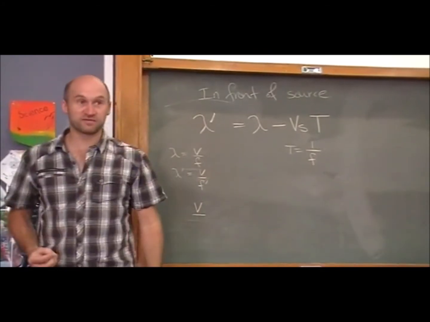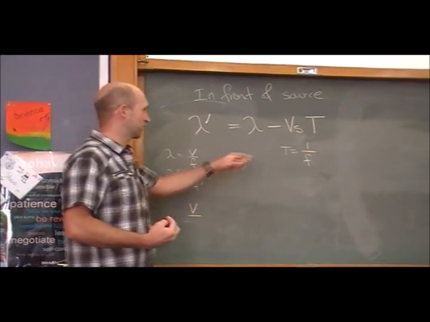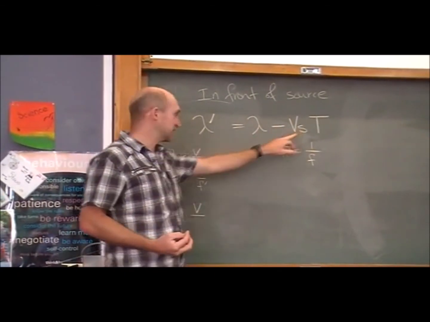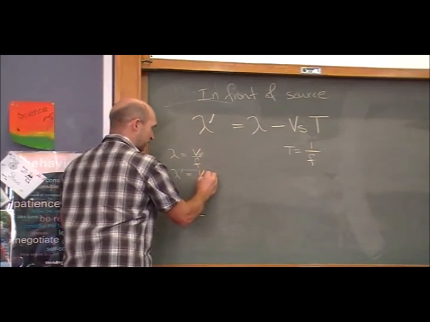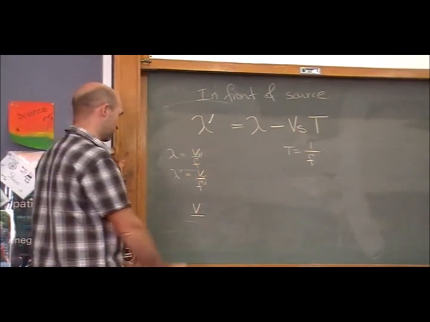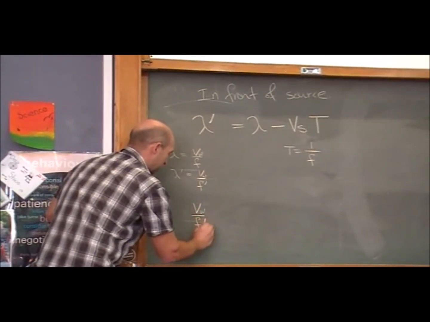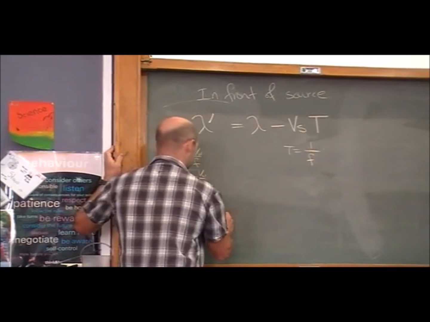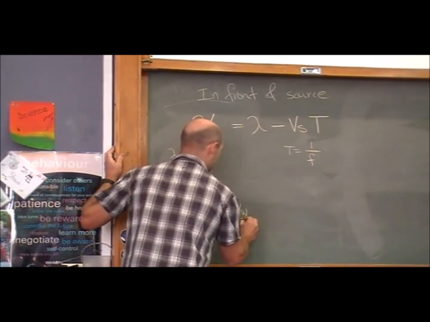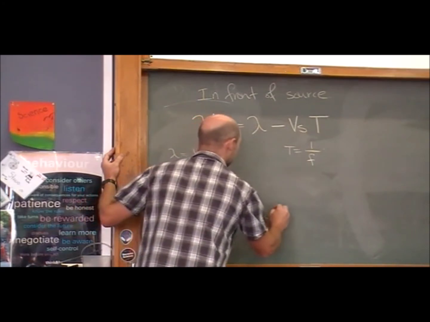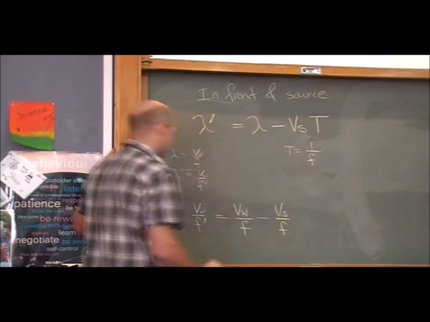We're going to keep track of our v's, right? We've got two v's. Now things are getting complicated. We've got our source speed and our wave speed. So Vw, speed of the wave, Vs, speed of the source. So Vw over f prime is equal to Vw over f minus Vs over f.